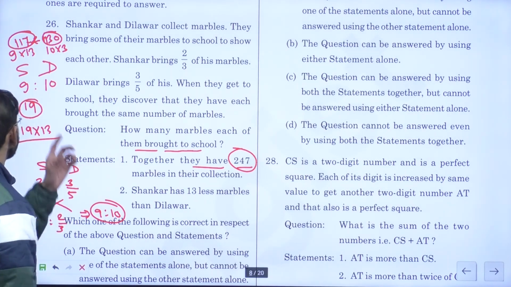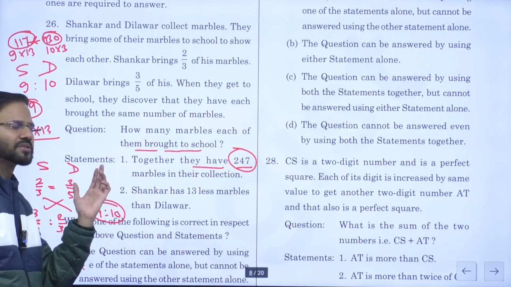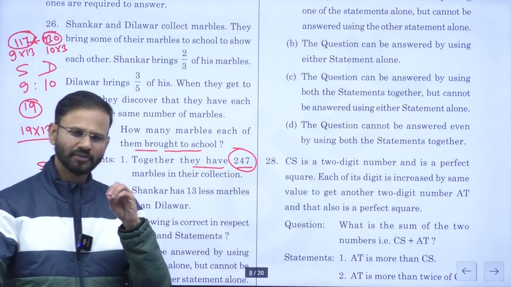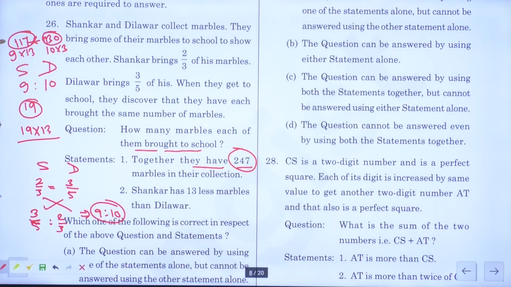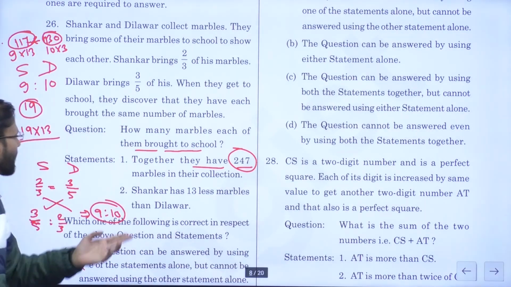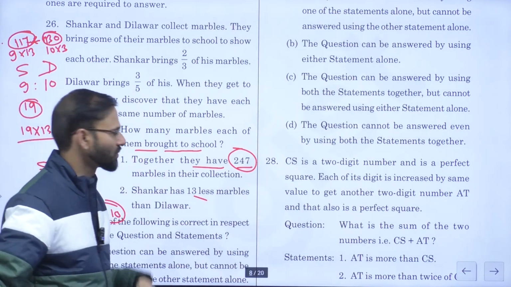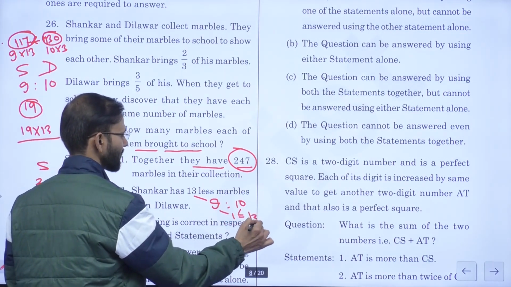So from statement number 1, you can get the answer because you are getting their number of marbles. You can find 2/3 of this number and 3/5 of this number. So the answer is 78. From statement number 1 only you can find the answer, and from statement number 2 only you can find the answer. Why? Because this is 9 is to 10, so the difference is 1, and 1 is equal to 13.